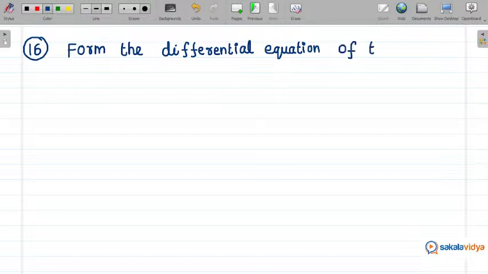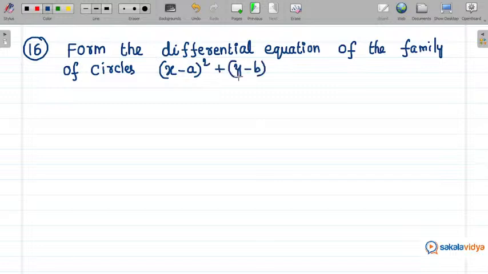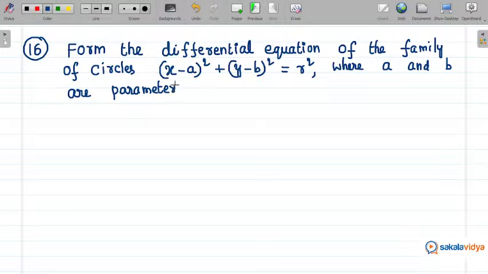of the family of circles, x minus a whole square plus y minus b whole square is equal to r square, where a and b are parameters and r is constant.